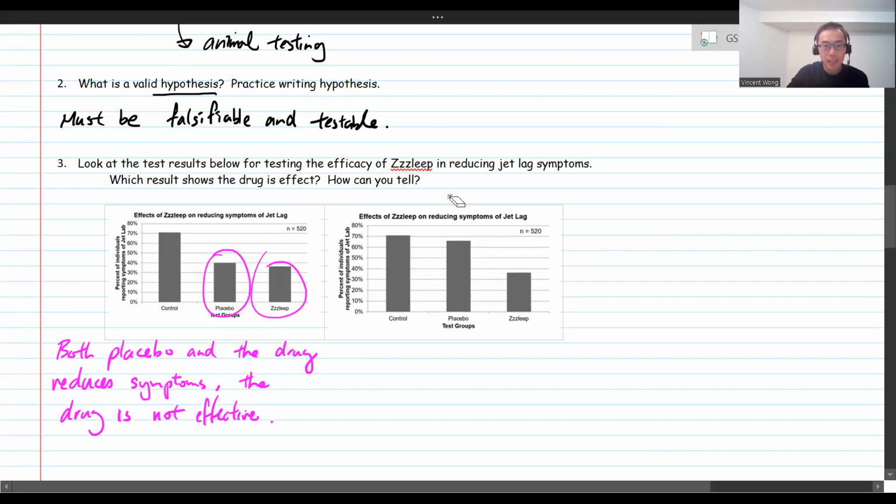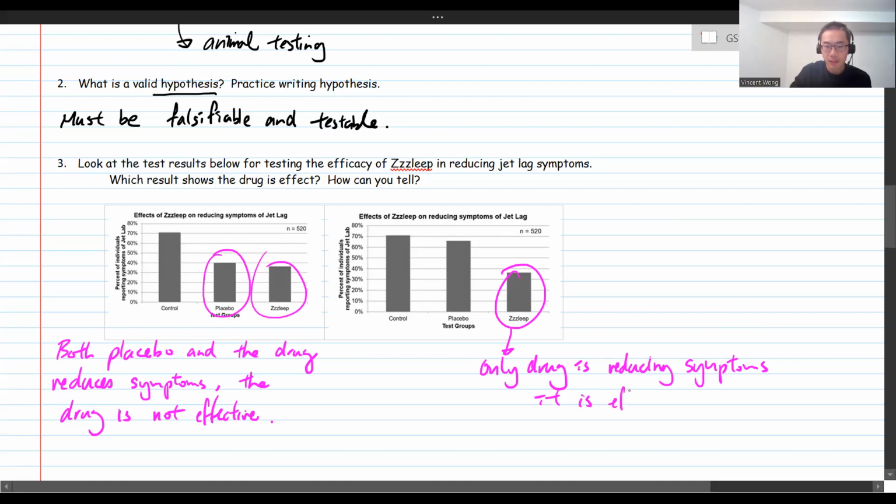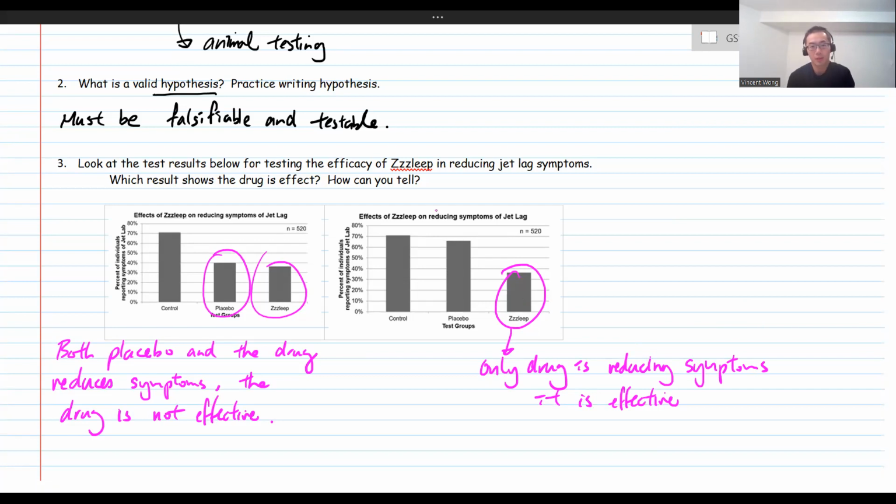On the other hand, over here, only the drug is able to reduce the symptoms. So it is effective. The placebo is not supposed to do anything, and the result shows exactly that. Taking the placebo did not do anything. It's slightly lower than the control, but it's not a significant reduction, right?